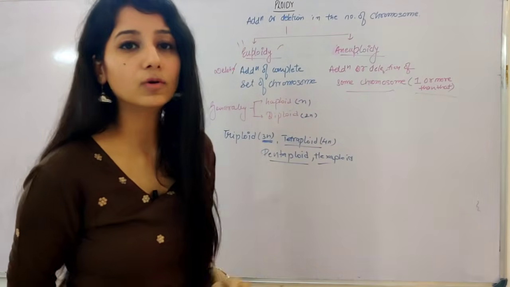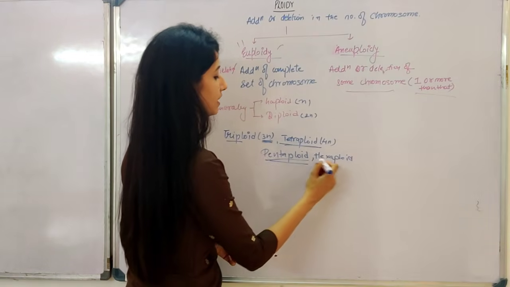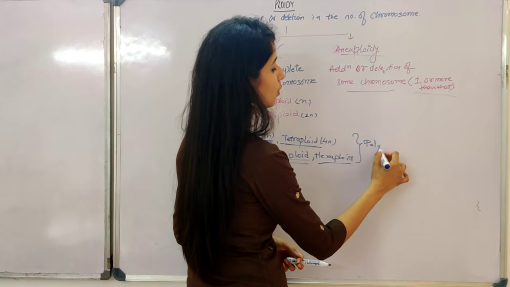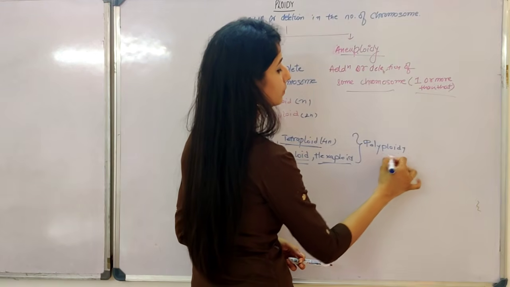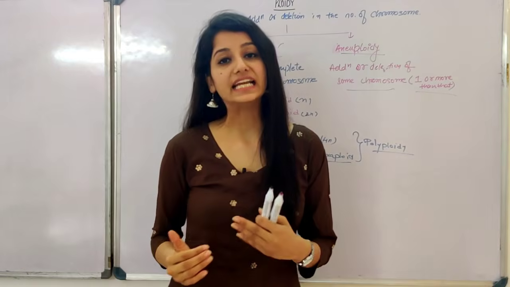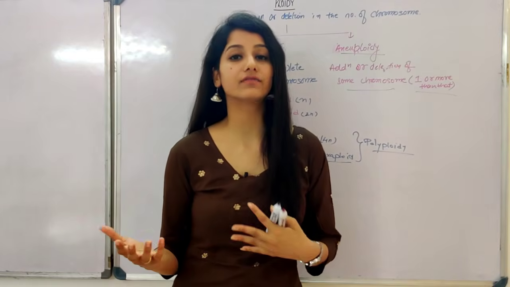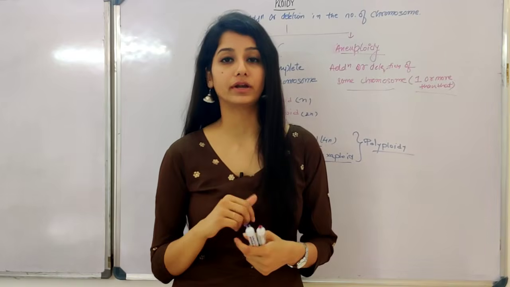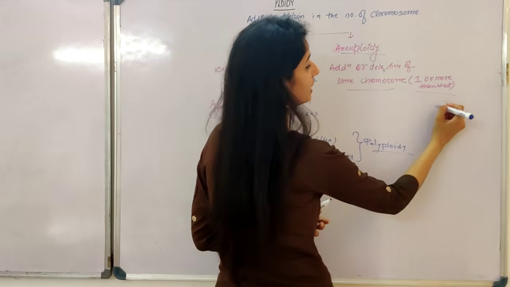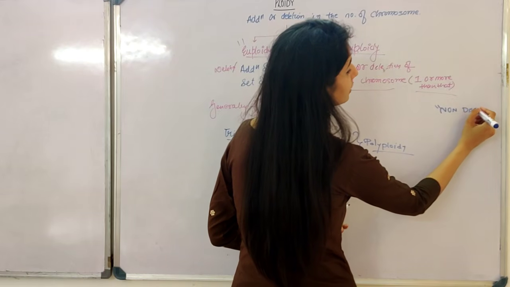If we see euploidy, then all these conditions, triploidy, tetraploidy, pentaploidy, hexaploidy, will be known as polyploidy. What will it be known as? It will be known as polyploidy. First, let's see why this polyploidy occurs, why this ploidy even occurs. What is the reason for the ploidy? If we say the single main reason for ploidy, it is non-disjunction.